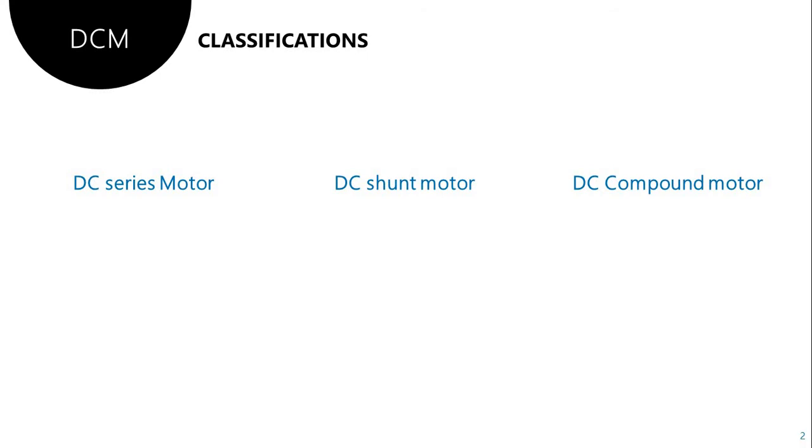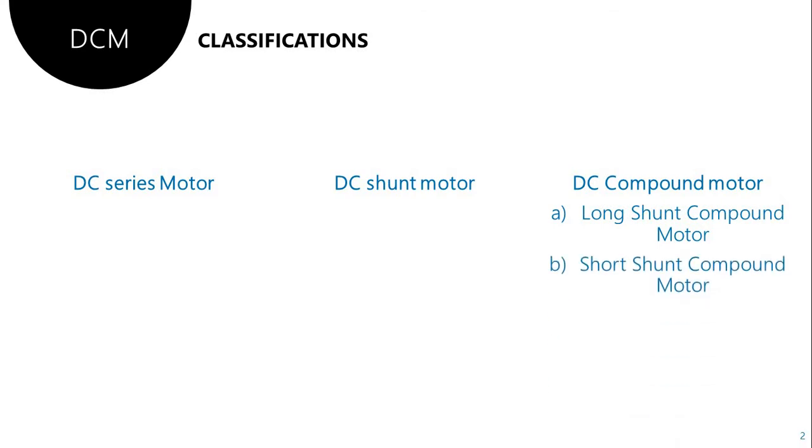Similarly, there is the DC compound motor. In this case, there are two types. The first is a long shunt compound motor, and the second is a short shunt compound motor. Here, long shunt means the field winding is connected in parallel to the armature winding and series field winding. Similarly, in the case of short shunt, it is connected only across the armature winding.